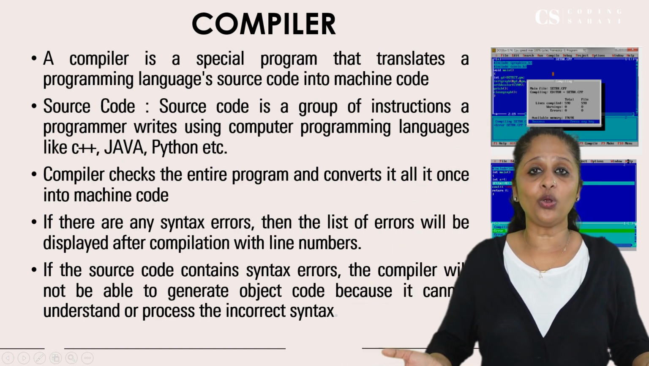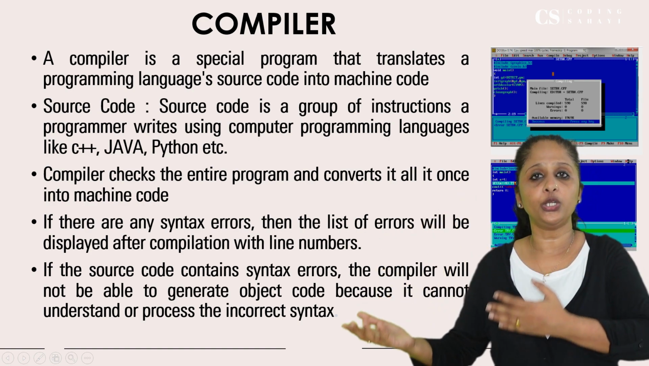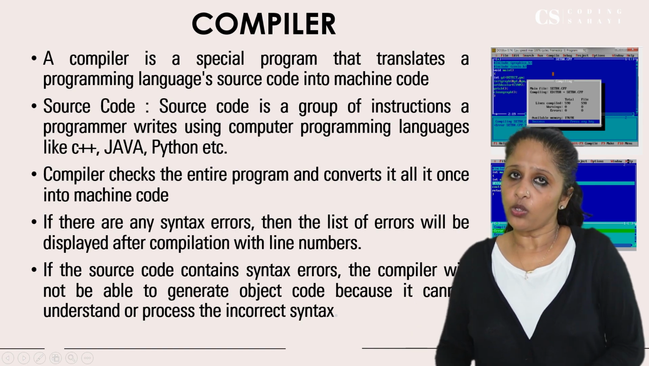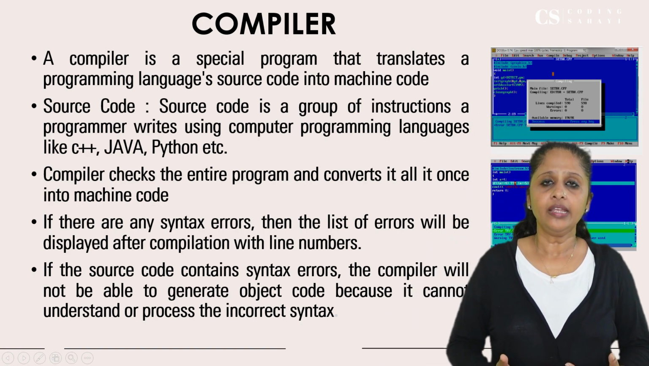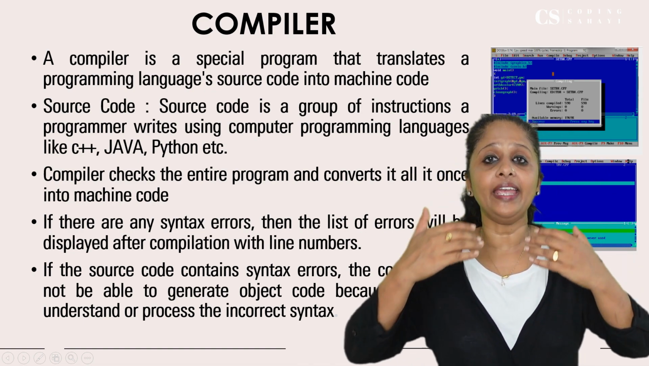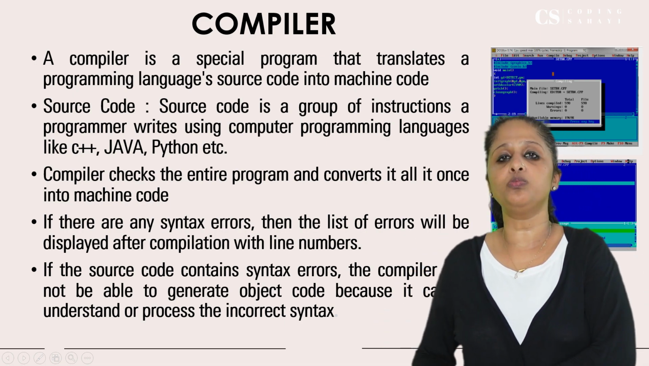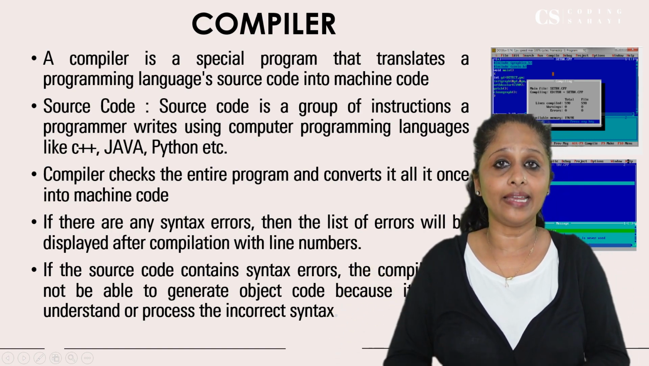The source code cannot be understood by the computer, so it should be converted to its machine code. That machine code is also known as object code. Once you have written the source code in the editor, we have to compile it. The compiler checks the entire program, then it is converted to its object code. While checking the program, the compiler may find some syntax errors.